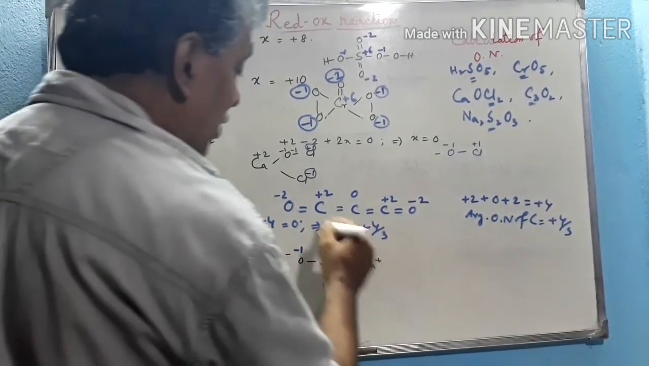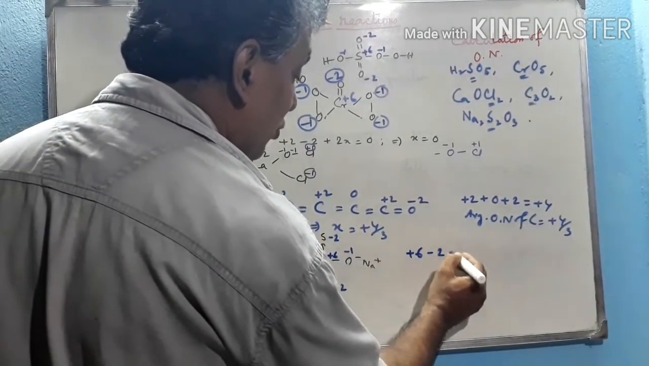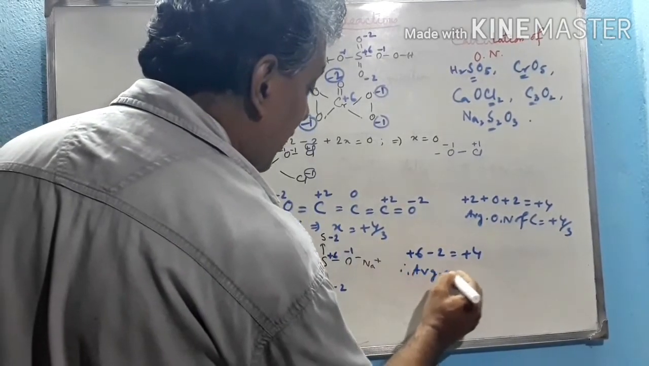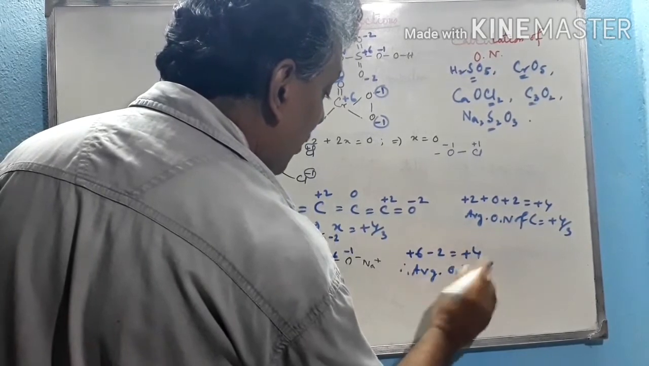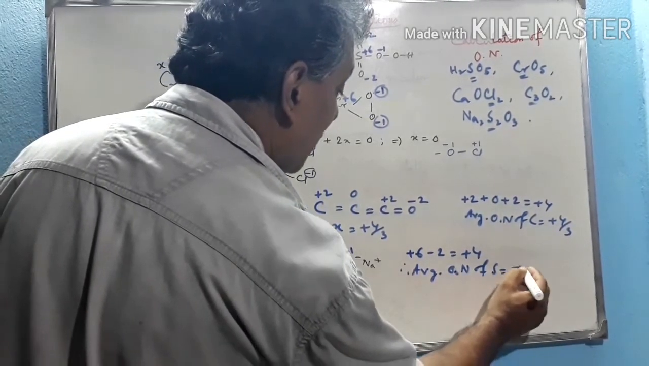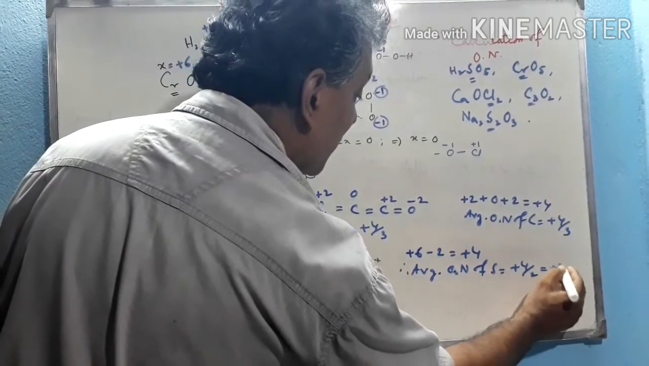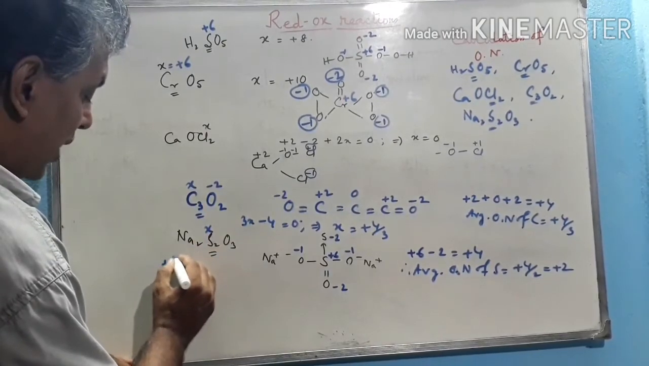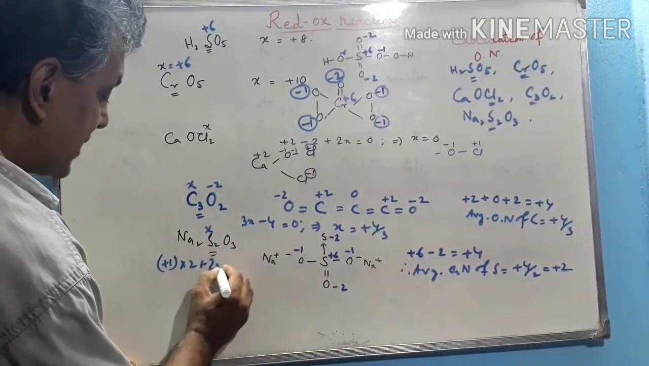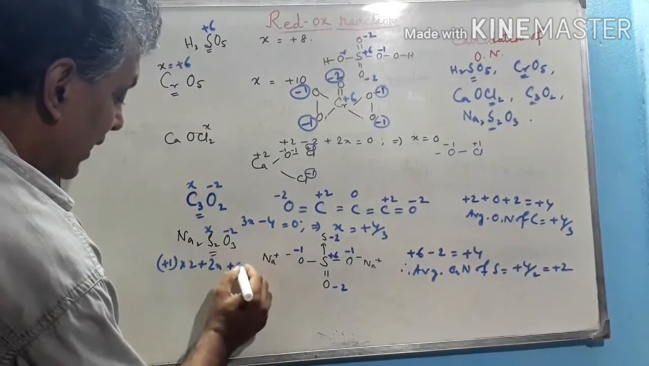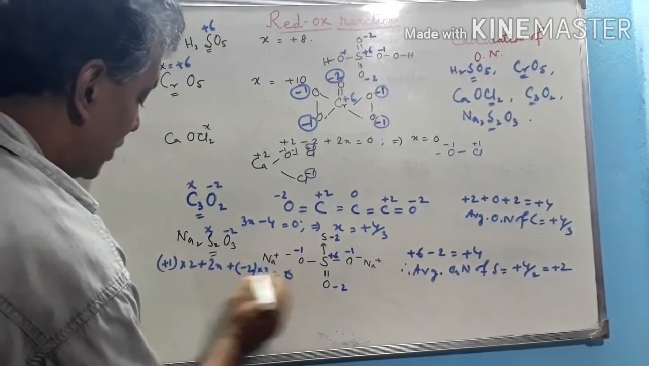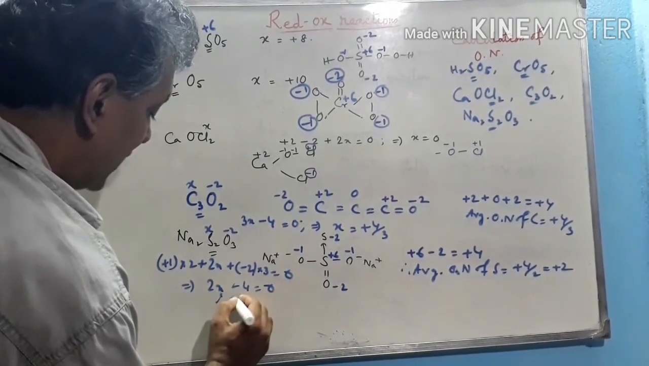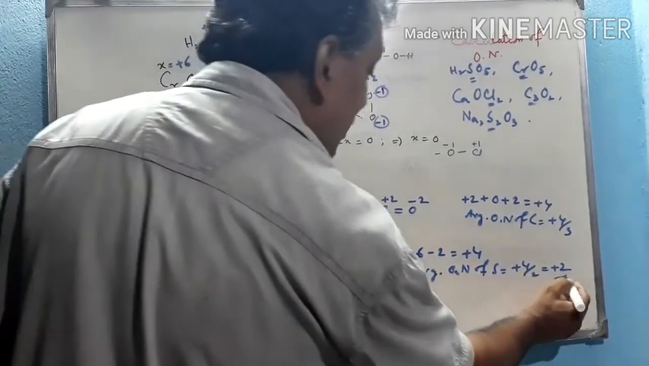See the total charge of the sulfur atoms: plus 6 minus 2 is plus 4, and there are 2 sulfur atoms, so the average oxidation number of sulfur equals plus 4 by 2, that means plus 2. If we calculate by assuming the oxidation number of sulfur is x, then plus 1 into 2, plus 2x, plus minus 2 into 3, overall charge becomes 0. So you can calculate 2x plus 2 minus 6, meaning minus 4, equals 0. Hence x equals plus 2. Also it comes x equal to plus 2.